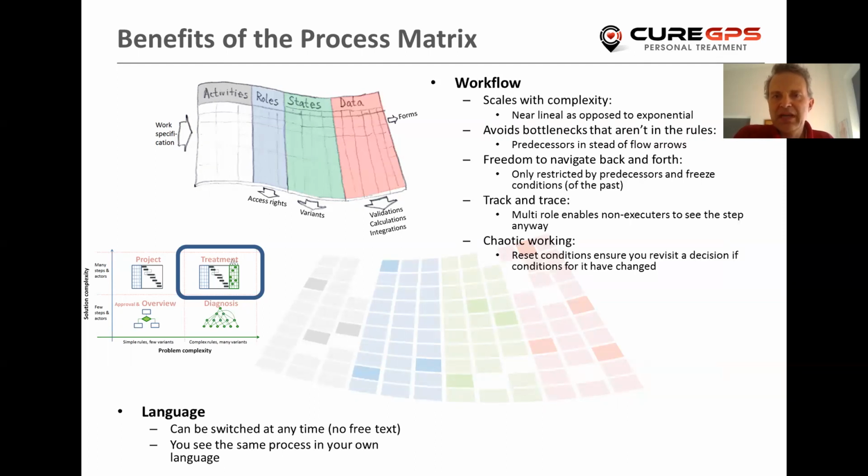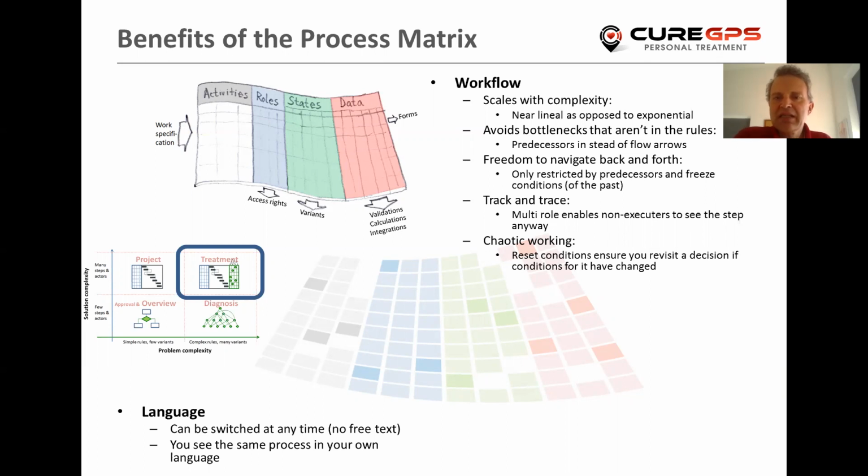Then there's the workflow. It scales with the complexity. So it can run on an unlimited or almost unlimited amount of complexity, such as breast cancer. Whereas the flowchart has no ability to scale. It is almost exponential, so it is impossible to scale beyond 7 decision variables.